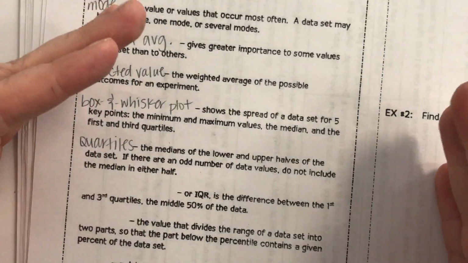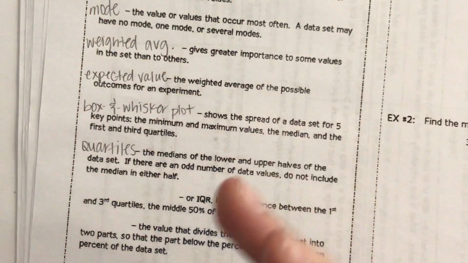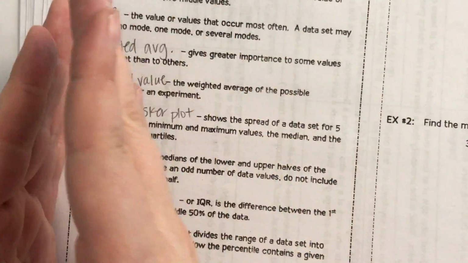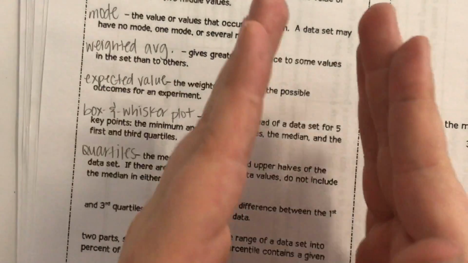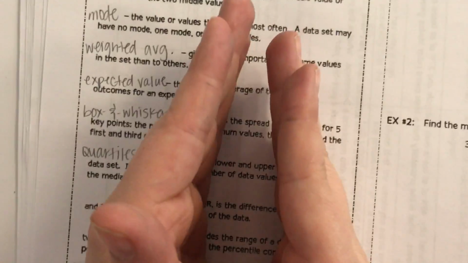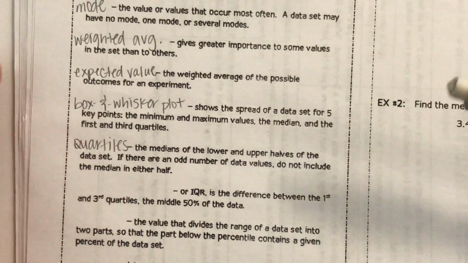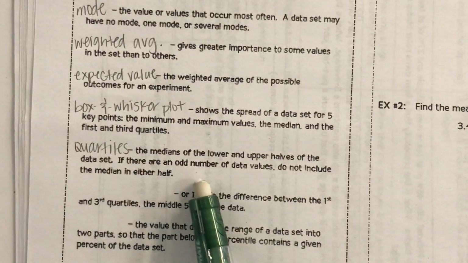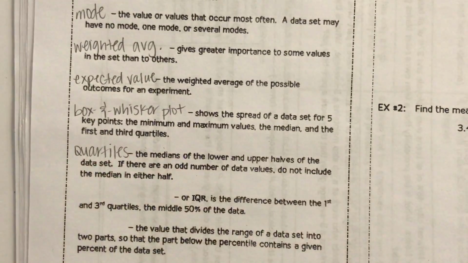So really what you're going to do for a box and whisker plot is you're going to take the set of data and you're going to list it in order. You're going to cut it in half. So you have half over here and half over here, and then you're going to cut each of those halves in half. So the half of the half here is the first quartile, the half of the half up here is the third quartile. If that doesn't make sense yet, it will when we do it together. So the medians of the lower and upper halves of the data set, if there are an odd number of data values, do not include the median in either half. And we'll go through that.